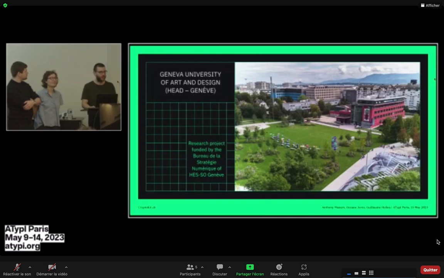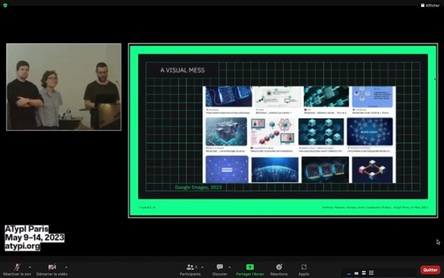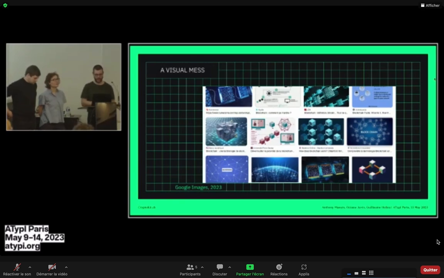We are very happy today to present the CryptoKit project, funded by HES-SO Genève. The goal of this project was to represent blockchain technology. If you look into blockchain on Google Images, you will find pictures with a lot of stereotypes. It's always the same kind of shapes with the blue color of technology. So you will basically learn nothing about blockchain.